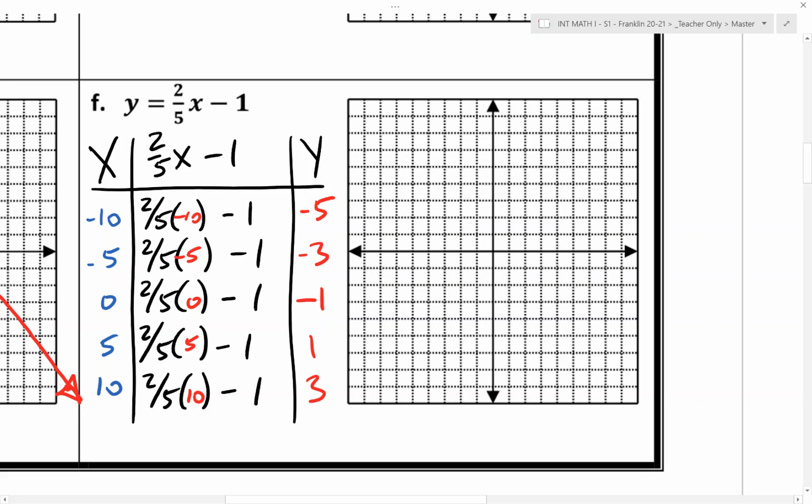So let's graph these. Negative 10, negative 5. Now that's off the graph, and so will the last one be, but I'm going to go ahead and try because it's close enough. So 1, 2, 3, 4, 5, it's right here. Negative 5, negative 3, 0, negative 1, 5, 1, and then 10, 3 is right here. These look like they're right in line. Draw the line, and there you have it.